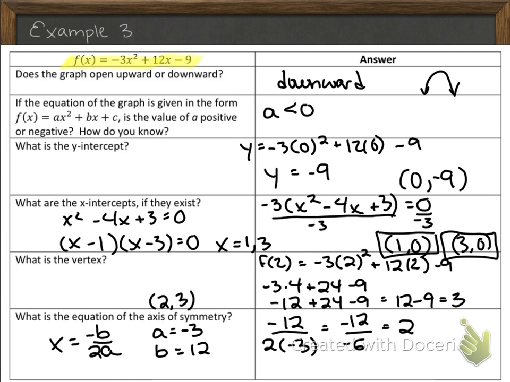Okay, so now I have all the information that I need, right? I know that the parabola is opening downward. I know that the y-intercept is (0, -9). My two x-intercepts are here. I know the vertex is this point, and I know that the axis of symmetry is x equals 2. So let's see if we can take all that information and put it on our graph.